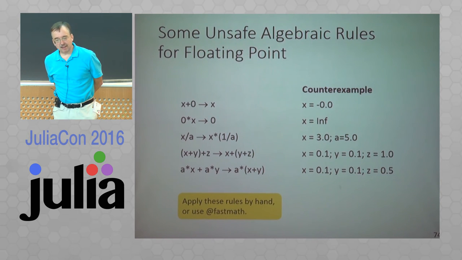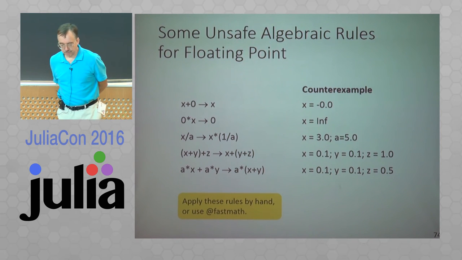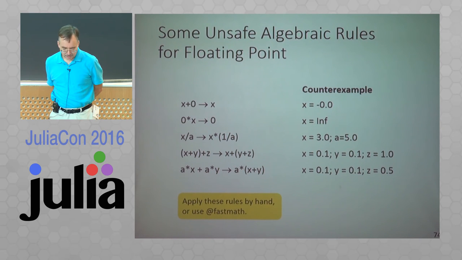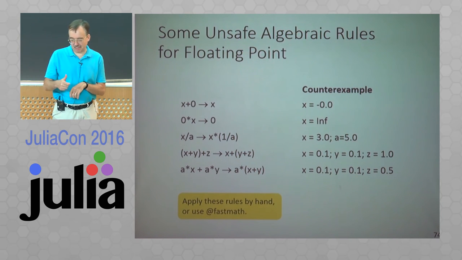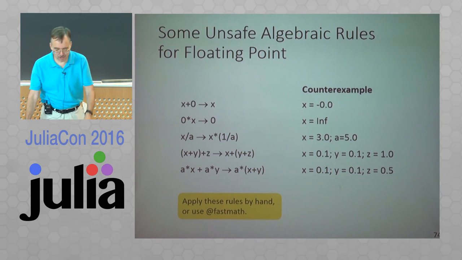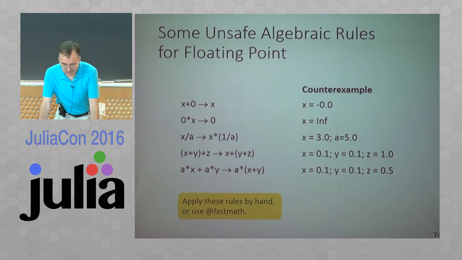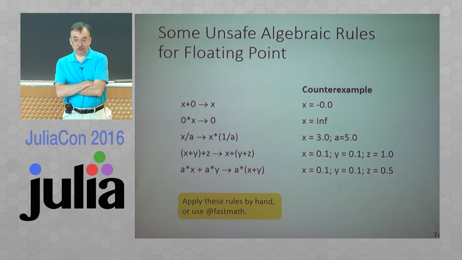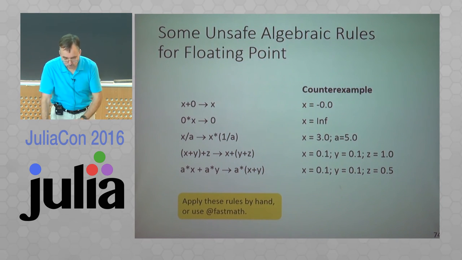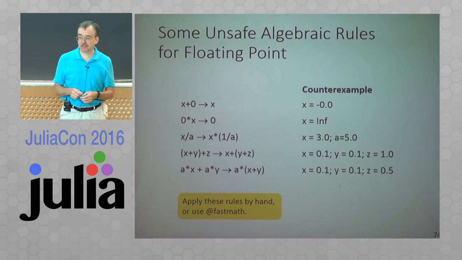Dividing by a constant is not the same as multiplying by its reciprocal. You get small differences in the last bit or two for certain values. So that one's sometimes tricky. I mean, the difference would be in the last bit, and I think I launched a brute force search to find the example with 3 and 5. Floating point addition is not associative. There are examples where the result will be slightly off, usually just the very last bit will be wrong. And likewise, the distributive law doesn't apply to floating point addition. So if you want your code optimized using these rules, either you've got to do it by hand or use the macro fast math.